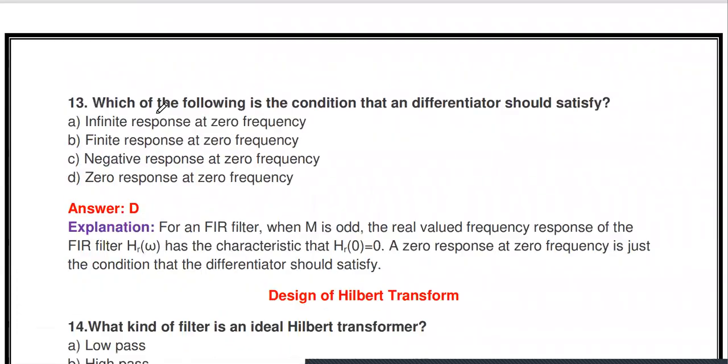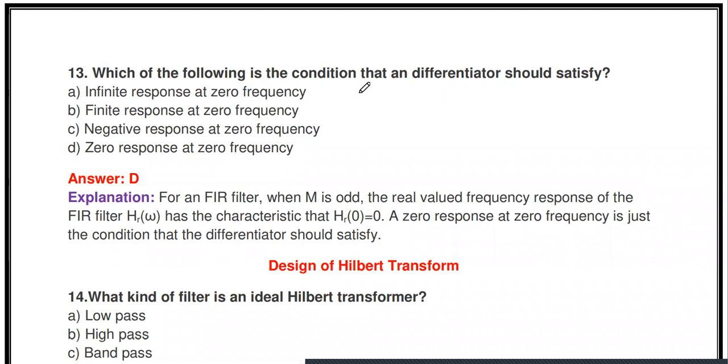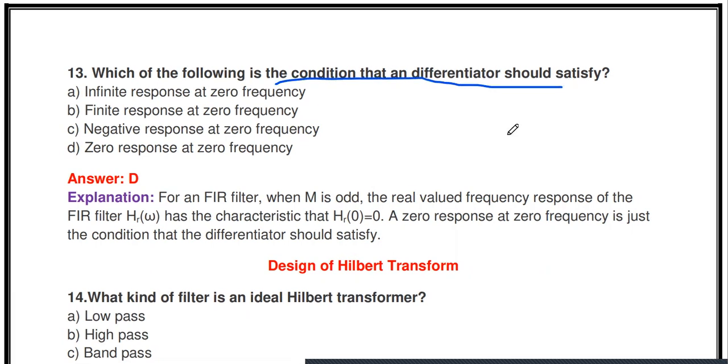Then the next question: which of the following is the condition that a differentiator should satisfy? First one, infinite response at 0 frequency; finite response at 0 frequency; negative response at 0 frequency; 0 response at 0 frequency.